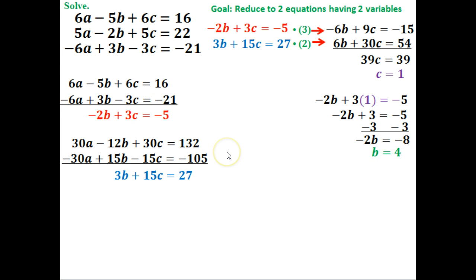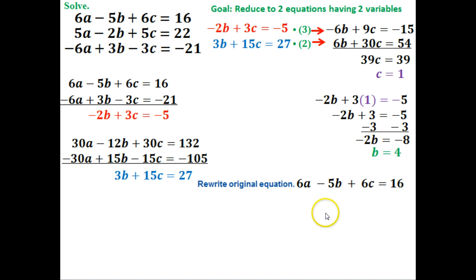Now on this particular one, we're going to rewrite an original equation. Any one of these three will work just fine. The reason why we're going to use an original equation is because I need to find my a value. I need to have something with an a in it. So I know my c and I know my b, and I'm going to plug those in. So I rewrite my original equation. I chose the first one here. 6a minus 5b plus 6c equals 16. I chose that one, and you could have chosen any one of those three.